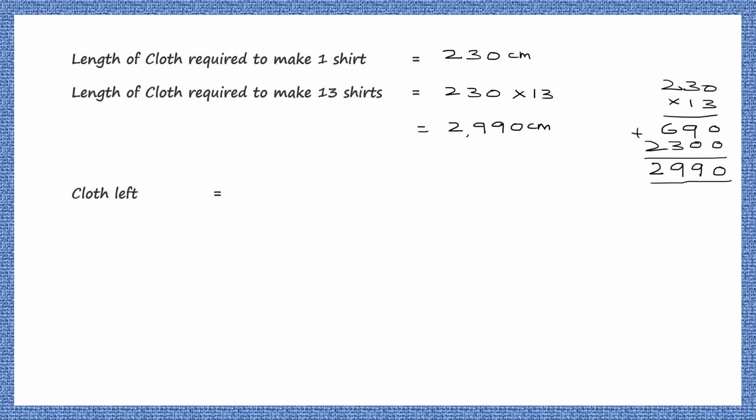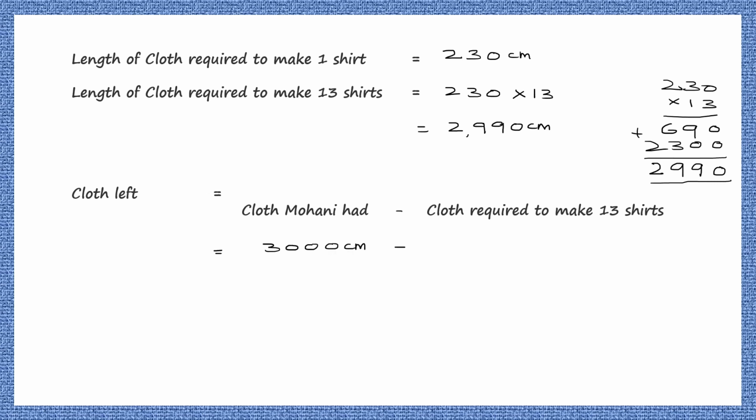Okay, now the question is how much of cloth is left? So, to find the cloth left, what should we do? We should see how much of cloth Mohini had in the beginning, isn't it? And how much of cloth she used up. When you subtract those two, you will get. So, cloth Mohini had in the beginning subtracted by cloth required to make 13 shirts will tell us how much of cloth is left. So, how much of cloth did Mohini have in the beginning? She had 3000 centimeters of cloth. And how much of cloth is required to make 13 shirts? We just found out 2990.